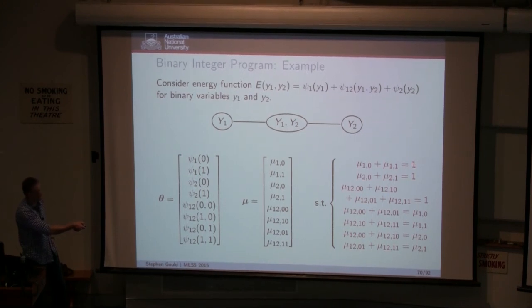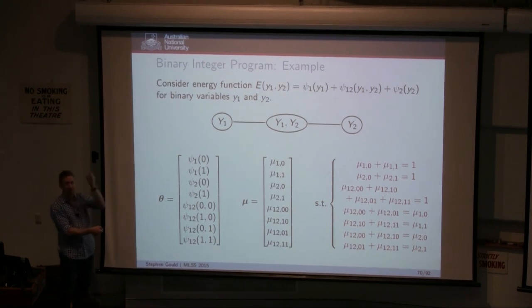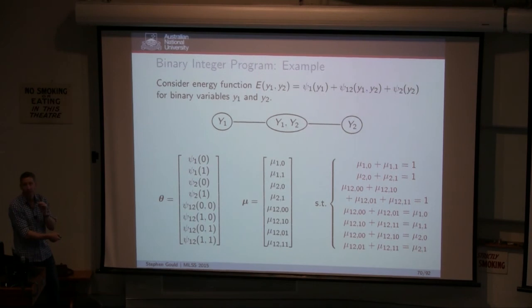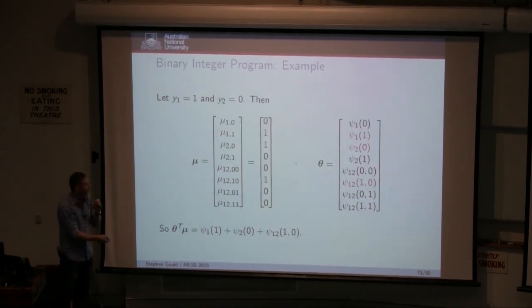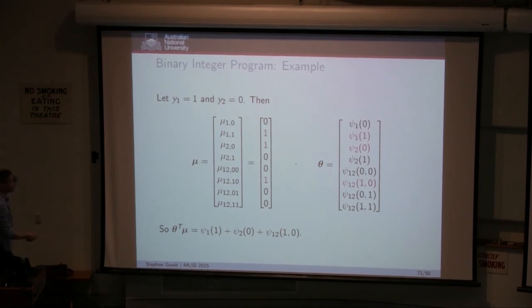So one of these has to be 1 and the other one has to be 0, which says that y1 needs to either take value 0 or needs to take value 1. It can't take both, it can't take neither. Okay, was there a question? Nope. Okay, so let's look at a particular example.